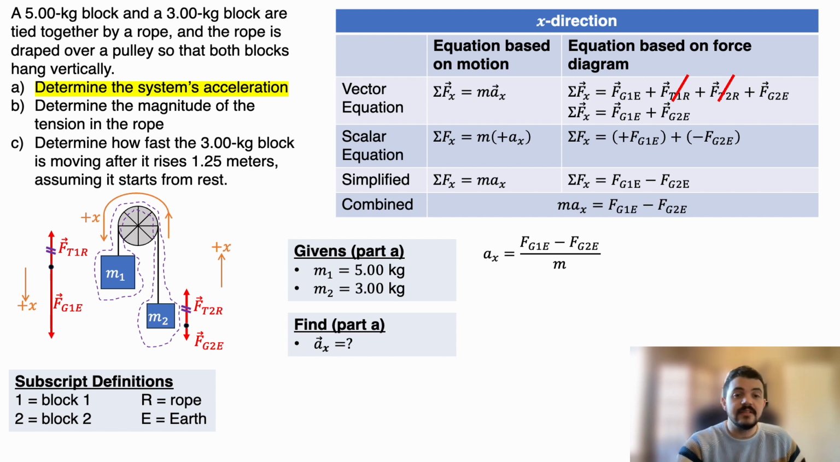First thing I'm going to do is note that the gravitational force on block 1 by the Earth can be written as the mass of block 1 times the Earth's gravitational field strength, g. So we can make that substitution. Similarly, the gravitational force on block 2 by the Earth can be written as the mass of block 2 times the Earth's gravitational field strength, little g.